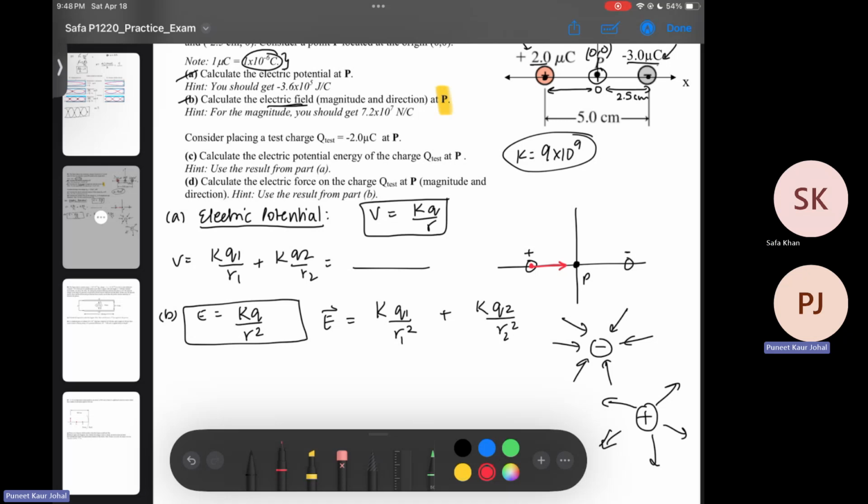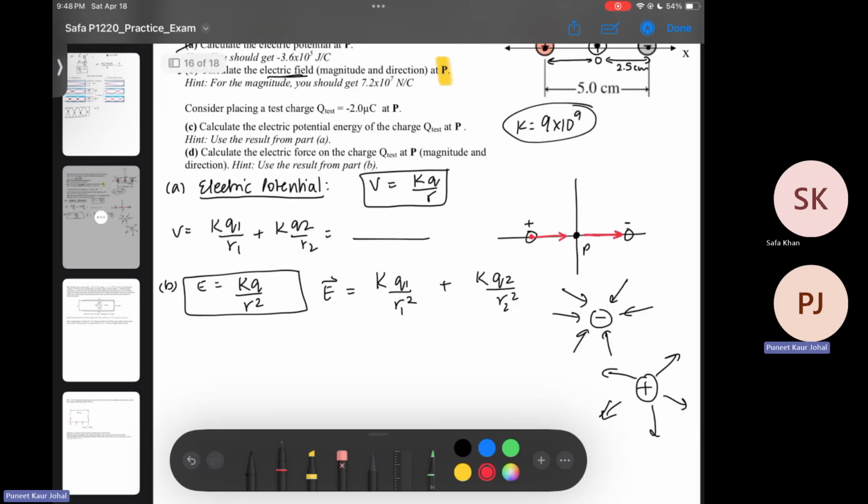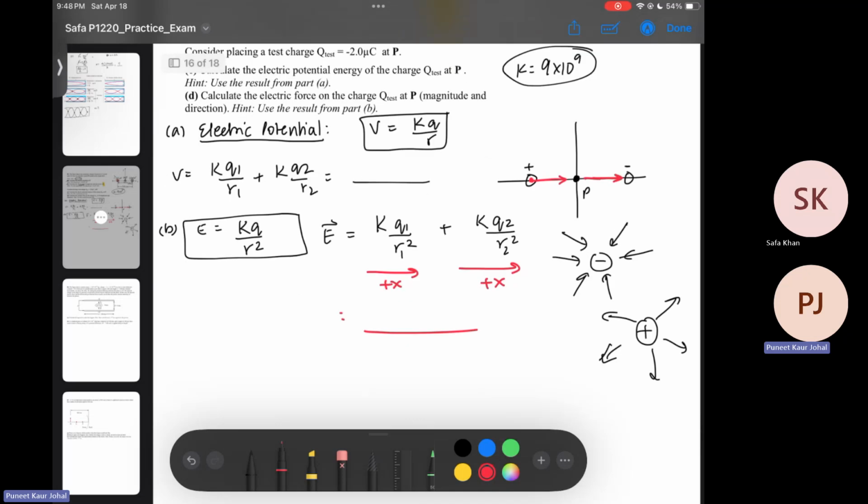For negative charges, the electric field lines are always going into them, kind of like this, right? So from the point of view of P, the line is going to go this way. So for both of them, the direction is going to be positive. So you're going to add this in the positive x direction, this one as well in the positive x direction. So whatever you get as the result of this, it should be in the positive x direction.